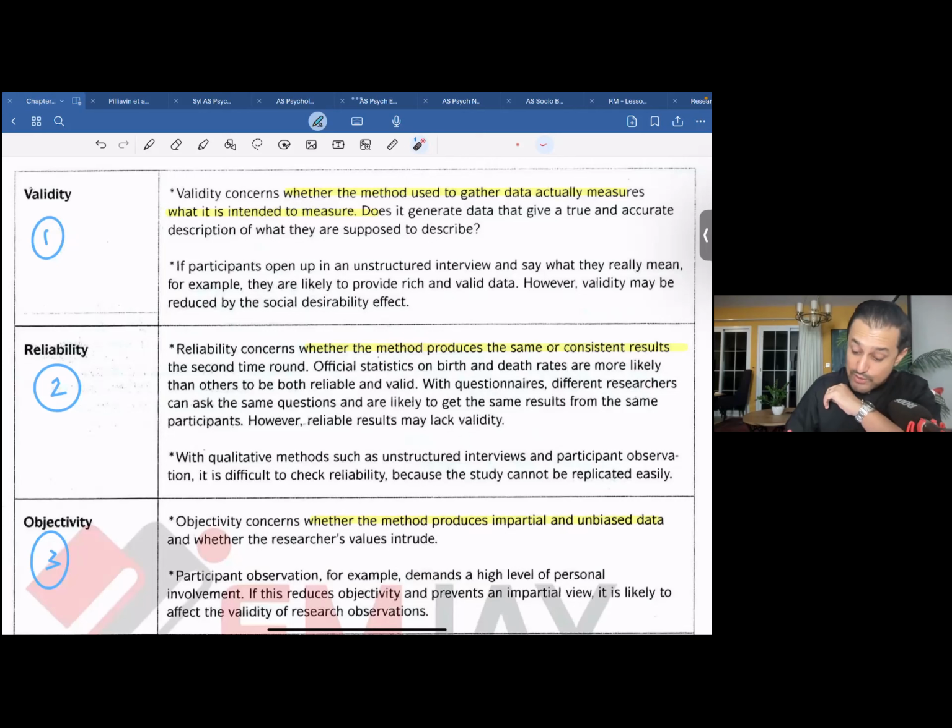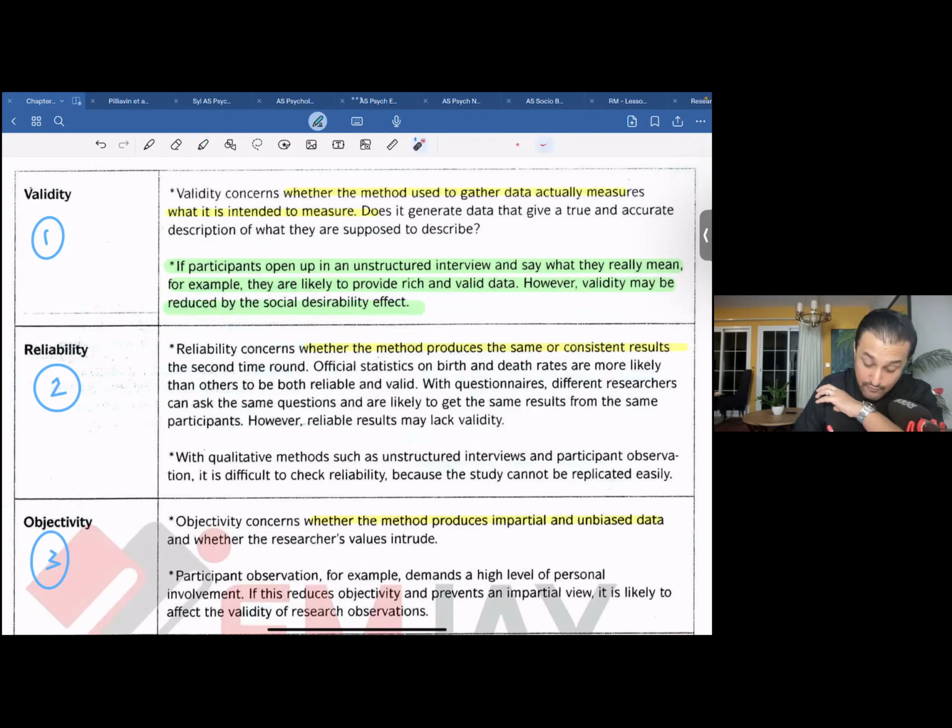Validity. Validity concerns whether the method used to gather data actually measures what it is intended to measure, right? So valid research, validity has to do with the accuracy of the findings of a research. There are different types of validity, from ecological validity to internal validity to construct validity to face validity, so on and so forth. Does it generate data that give a true and accurate description of what they're supposed to describe? If participants open up in an unstructured interview and say what they really mean, for example, they're likely to provide rich and valid data. However, validity may be reduced by the social desirability effect.